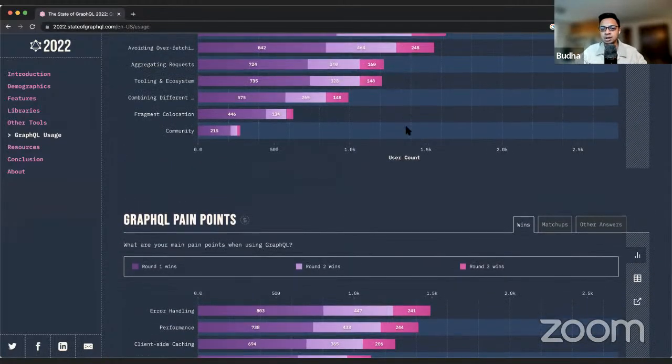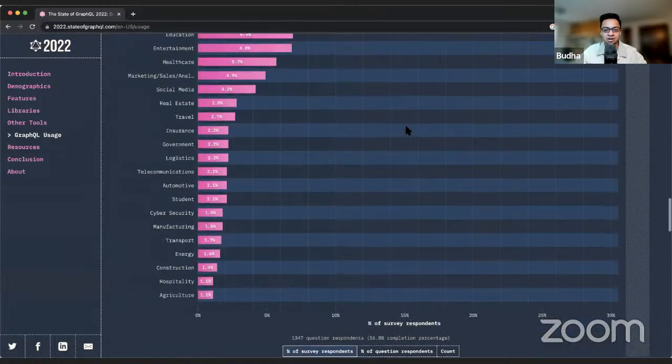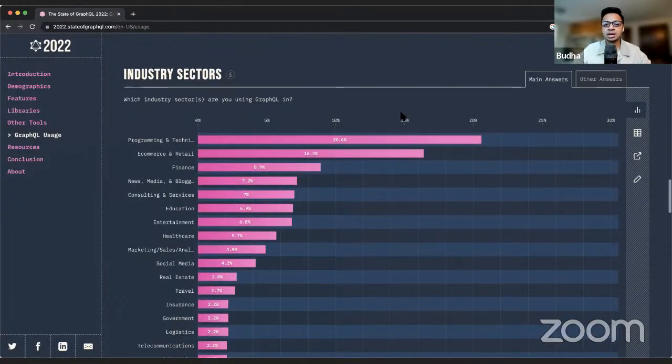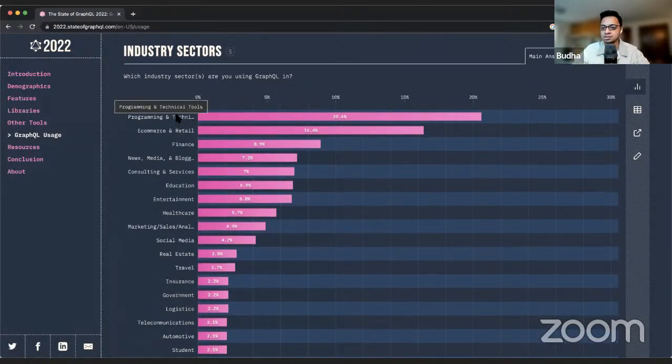Coming back to you, Agata, there is a segment here which speaks about the industry sectors where GraphQL seems to have been adopted and is in use at this point. Does any of this surprise you, at least from the top 5 perspectives? Obviously programming and technology is the winner here, which is perfectly fine. But e-commerce, finance, news, media, consulting services, education, are there any surprises in those top 5 or 6?